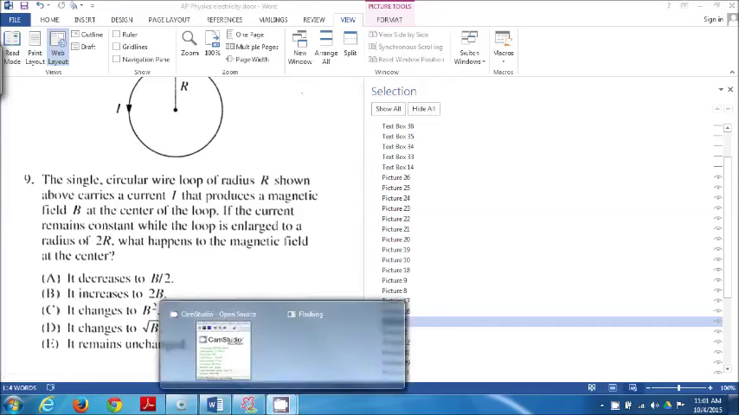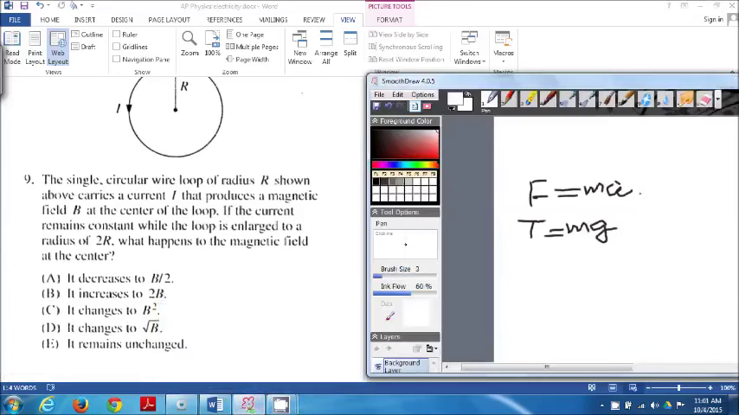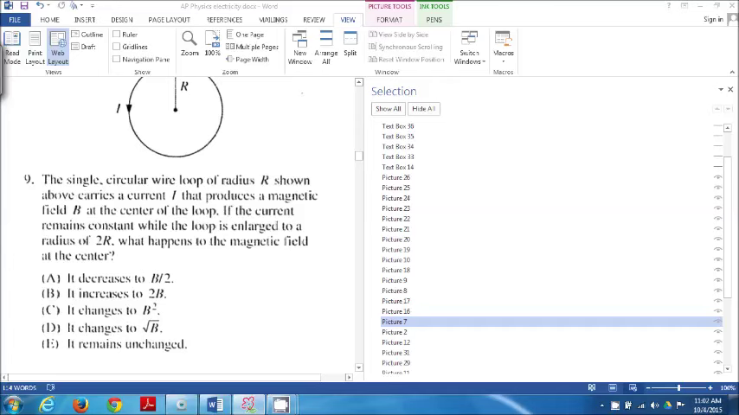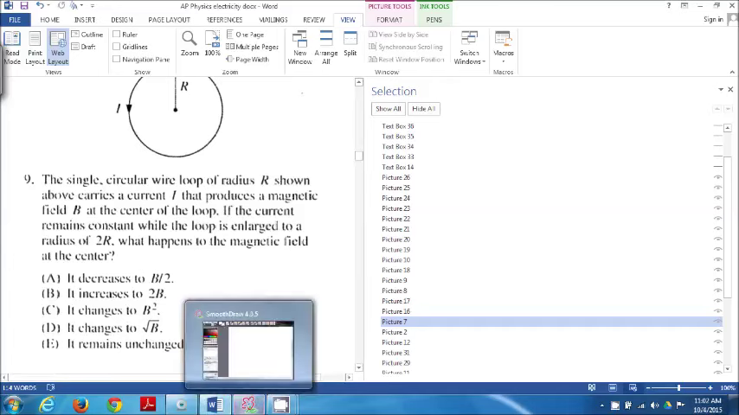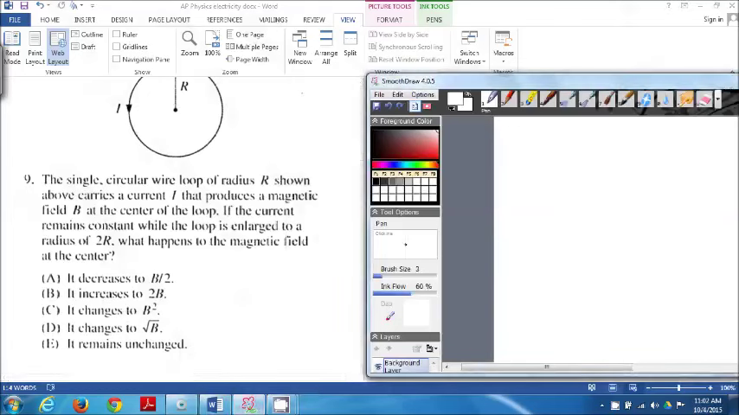magnetic field B of a circular loop is given by mu 0, which is magnetic permeability, I by R.